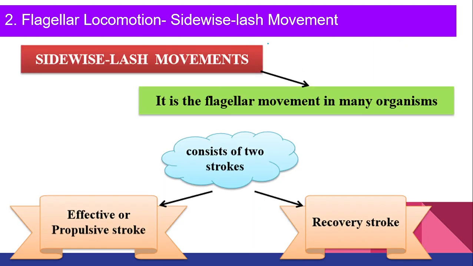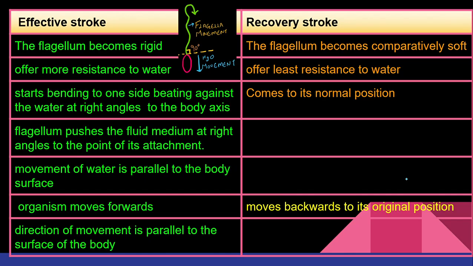Now, what is sidewise lash movement? Mostly the movement which you will see in an organism having flagella will be sidewise lash movement. It is the flagellar movement in many organisms. So this is the kind of movement you will mostly see. Now, it consists of the effective or propulsive stroke and the recovery stroke, right? One by one we are going to study both strokes. When we say effective stroke, think of the English word effective, it affects you, right? So something happens over here. But when you talk about the recovery stroke, that means gaining back, coming back in a relaxed mode.